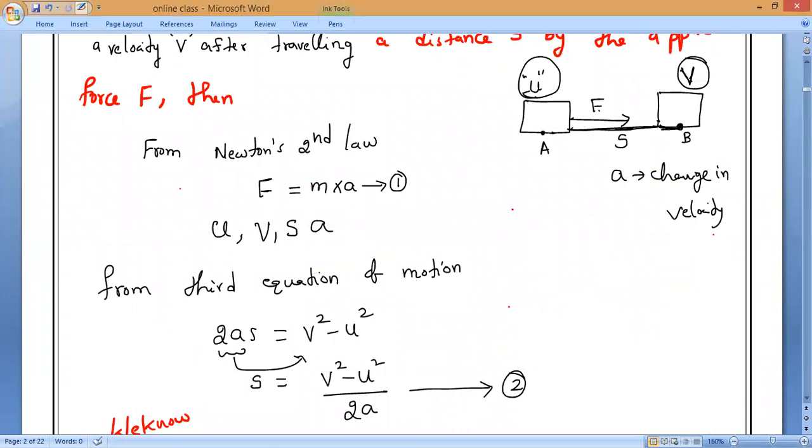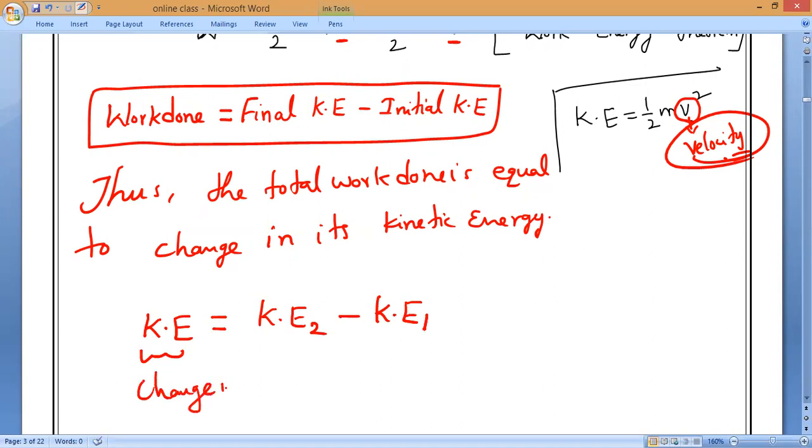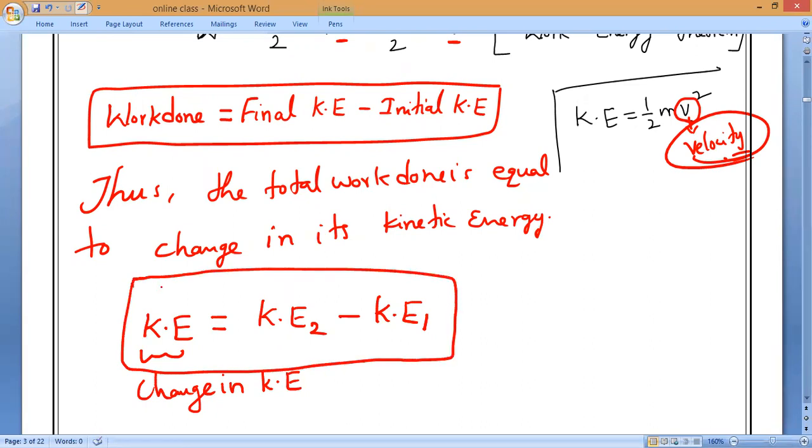This is the most important one: change in kinetic energy. We can also apply this formula. As we all know, work done is equal to the energy possessed by the body. So change in kinetic energy is equal to final kinetic energy minus initial kinetic energy. Is it okay, everybody? Any doubt? Ask.